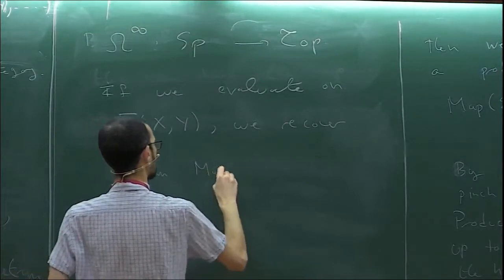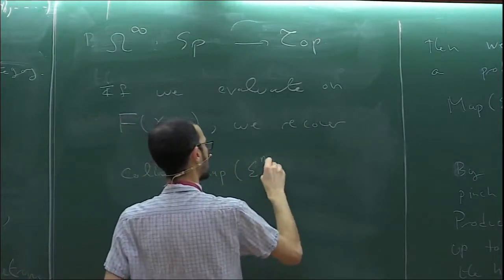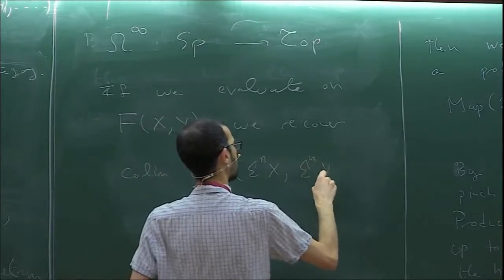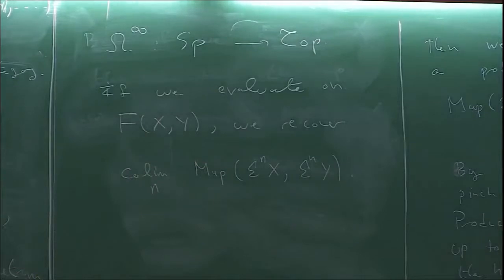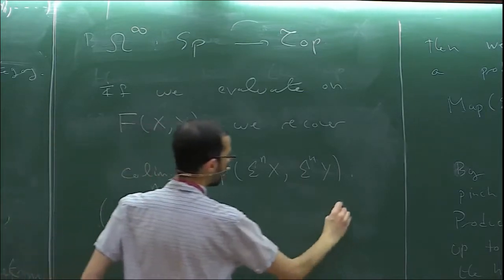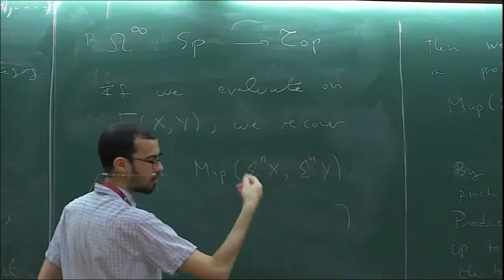Map sigma n x. Okay, just to make sure it's clear what I mean when I say colimit, I just mean the increasing union of these spaces. And of course, when you say you recover, in practice you recover a space that is homotopy equivalent to this.